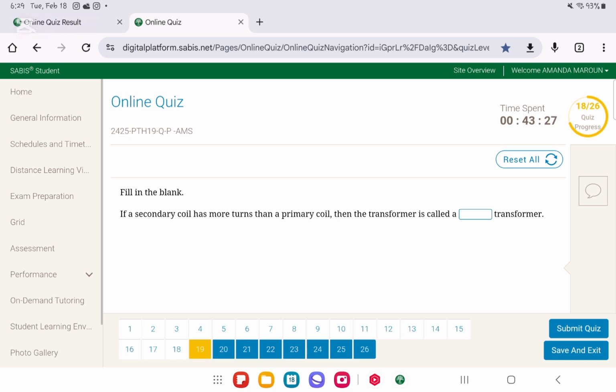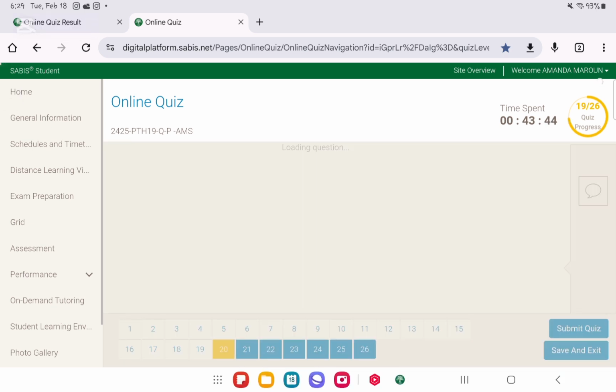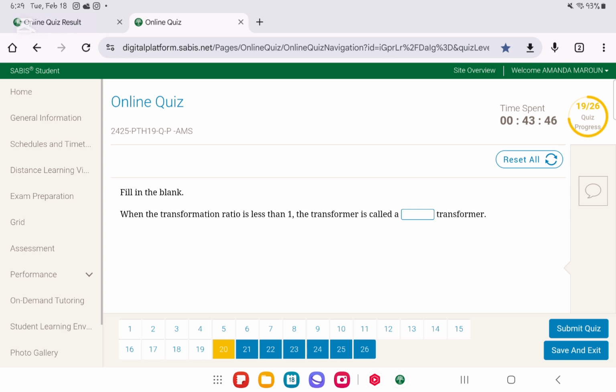It states, if a secondary coil has more turns than a primary coil, then the transformer is called a... pay attention, N2 is greater than N1. That means it is a step up transformer. So step dash up, or you can write it as step space up. We move on to question number 20.